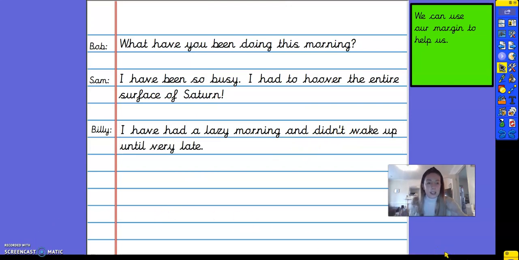Let's go through then and see if we can spot those features. So I can definitely see in the margin we've got the name of our characters followed by that piece of punctuation called the colon. It's showing me who is talking. Have I started a new line each time a new character talks? Yes, I have. So Bob finished what he was saying here, and then the new character starts talking. And Bob has asked a question.